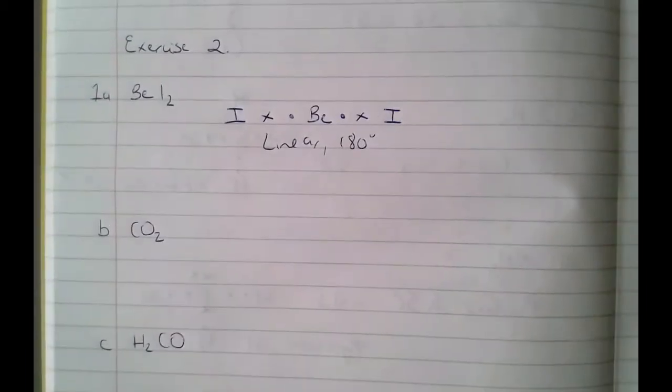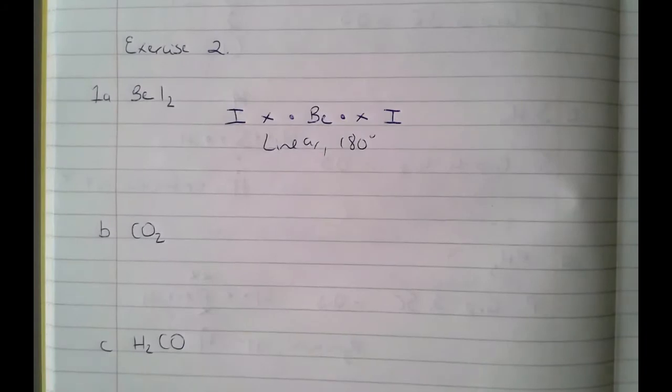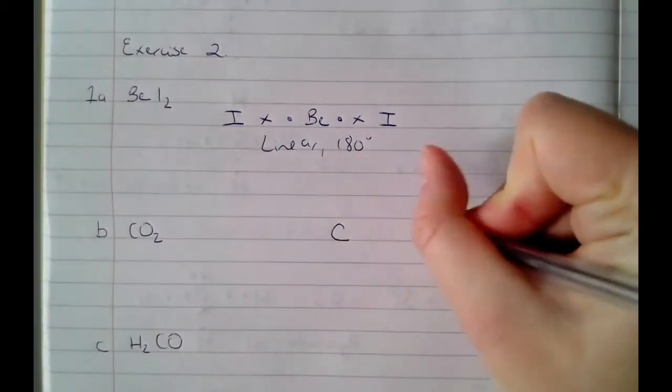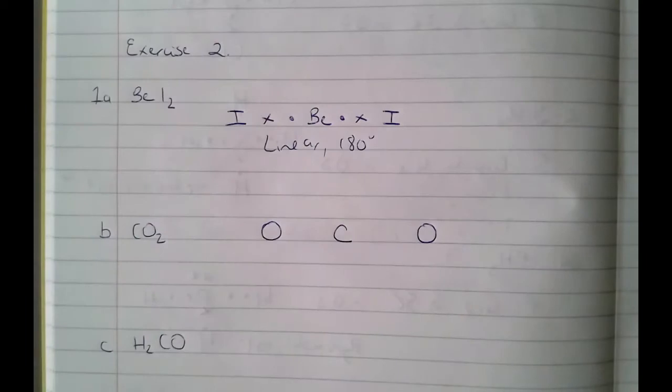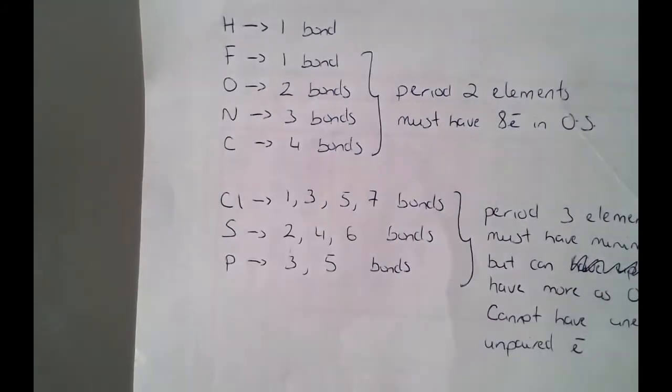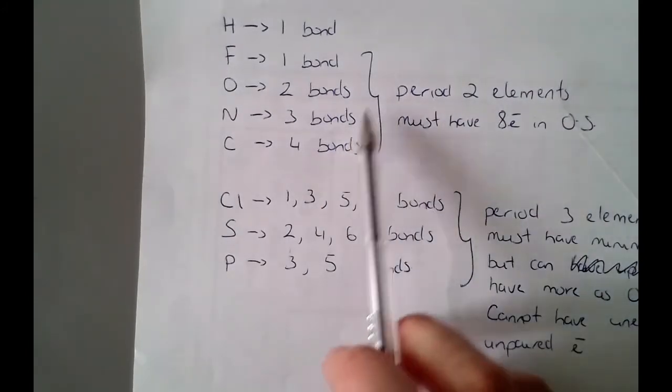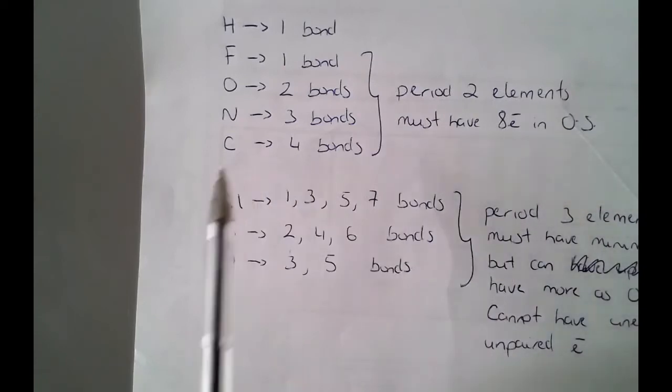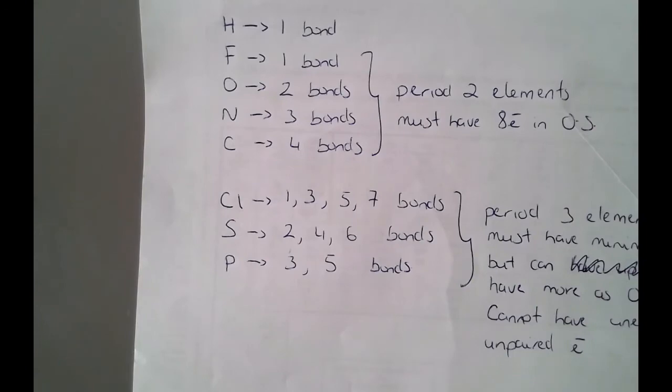Next up, I've got CO2. Carbon's my central atom, so I'm going to draw carbon. I'm going to draw an oxygen on each side. I know carbon is in group 4. It forms 4 bonds every single time because it's got 4 electrons. It wants to have 8. It's a period 2 element. It must have 8. So it's got 4 electrons, it wants to have 8, and it's going to form 4 bonds every single time.